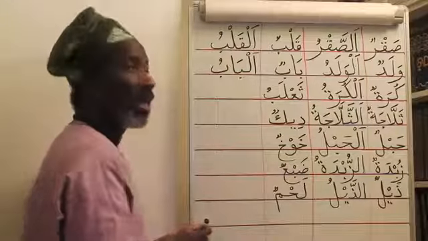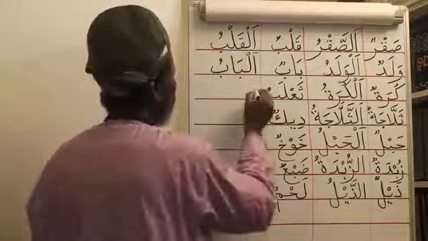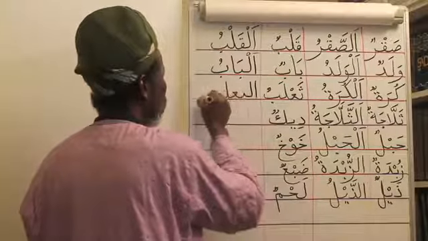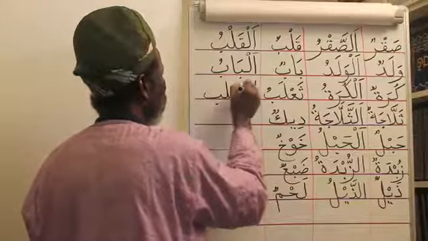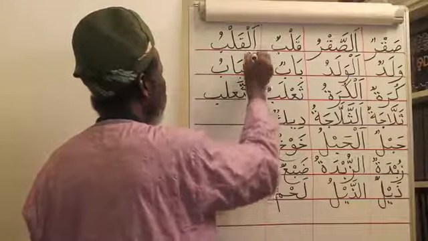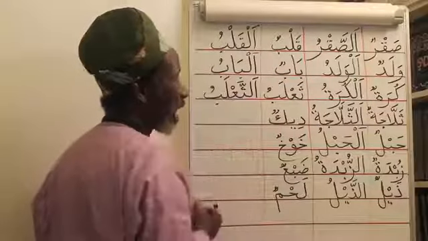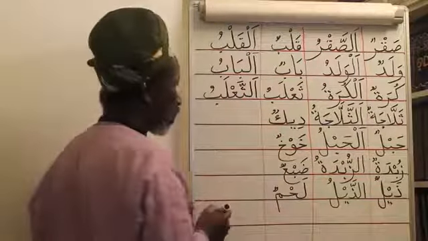Tha'labun is a sun letter. Ath-Tha'labu. Deekun. Ad-Deeku. Sun letter.